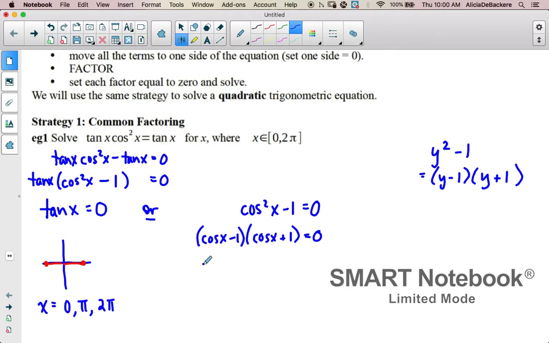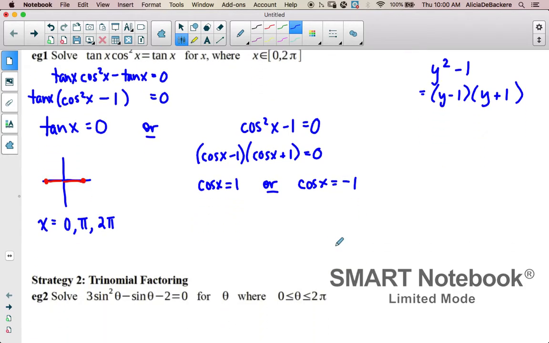So I either get that cos x is equal to 1, because that's the value that would make this first bracket 0, or cos x is equal to negative 1, because that's the value here for cos x that would make that bracket equal to 0. So I've got my two possible values for cos x, and so now I'm going to try and figure out, well, when is cos x equal to 1 or negative 1?